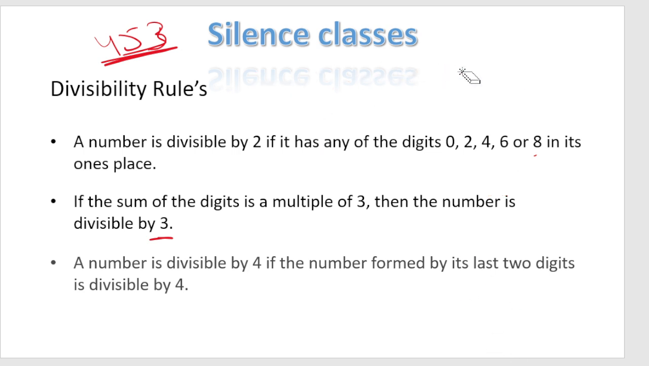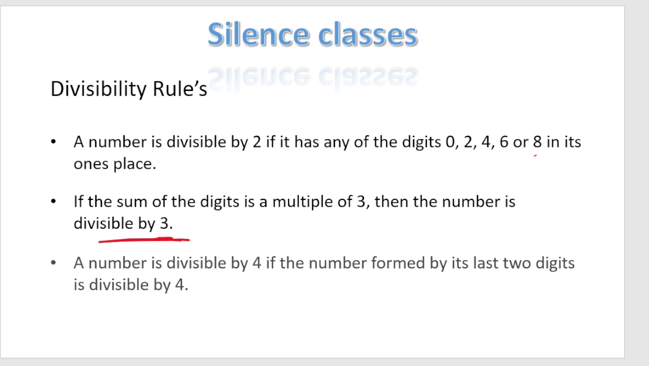The divisibility rule of 2 is that the last digit should be even or divisible by 2. The divisibility rule of 3: if any number is given to you, add all the digits present in that number, and whatever the sum is, if the sum is divisible by 3, then we can say that the number is divisible by 3.